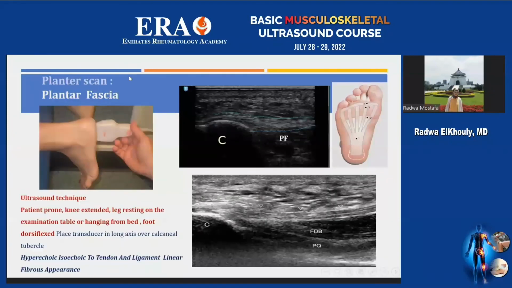Finally, going to the plantar aspect, we ask the patient to change position to prone, with the foot hanging from the examination bed or slightly in dorsiflexion. We put our probe in a long axis in the middle of the calcaneus, slightly medial. We will see the calcaneal cone, and the plantar fascia will appear hyperechoic, isoechoic to the tendons and ligaments, with fibers parallel to each other. This is the plantar fascia.